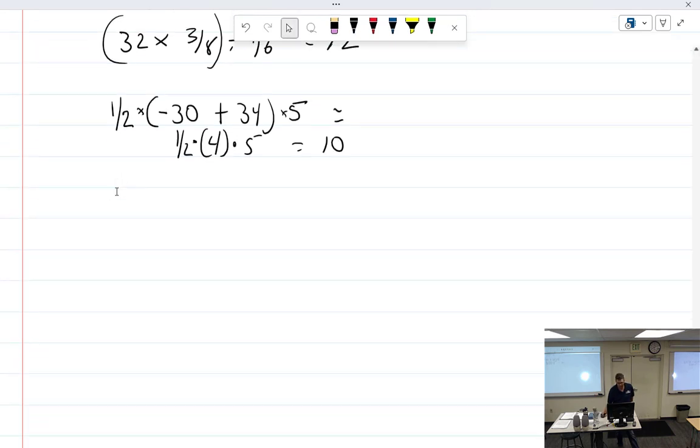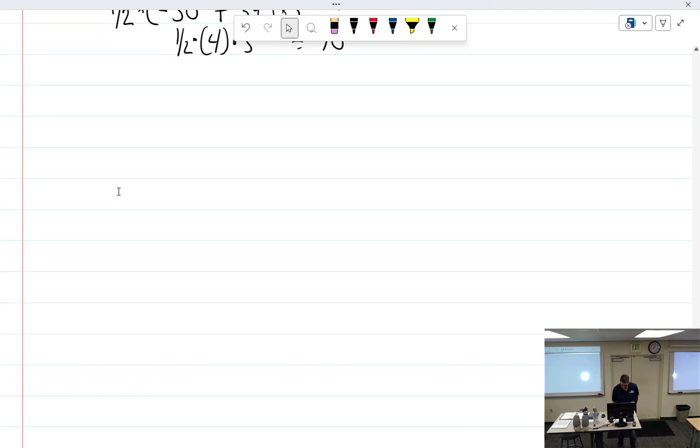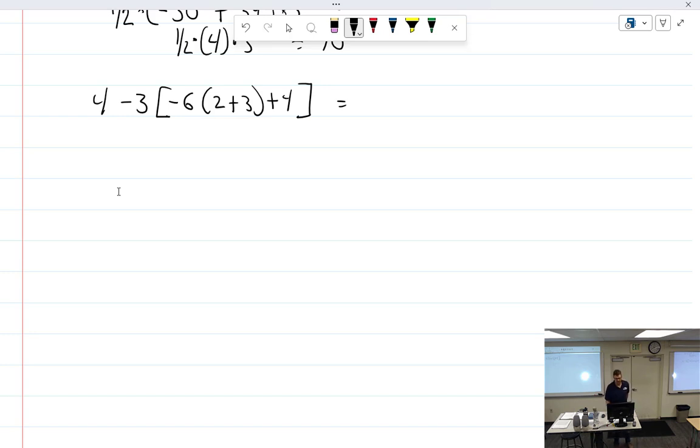Well, this one's a little more complicated. 4 minus 3 bracket -6, 2 plus 3 plus 4 close bracket equals. So what do we got here?